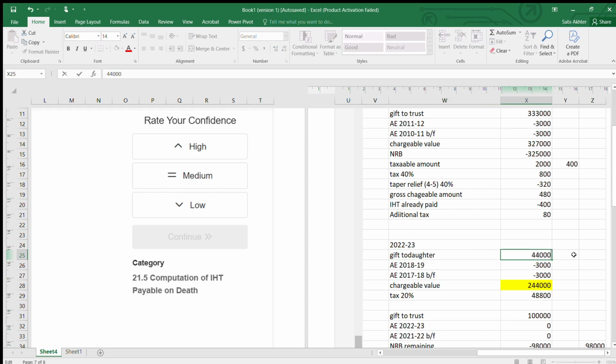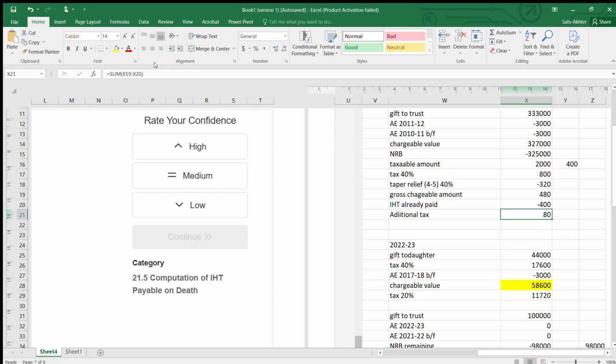Okay, we have already calculated this in activity 2. It was 44,000. Now there is no nil rate band remaining because we have utilized 325 entirely for the first gift. So now this 44,000 is the taxable amount on which we are going to pay 40%. So tax would be 40% on this. So 17,600 is the tax.